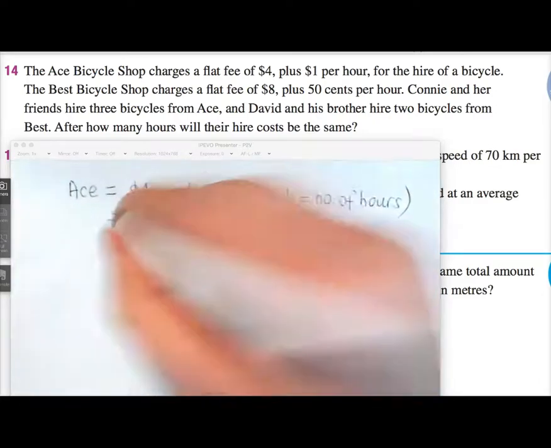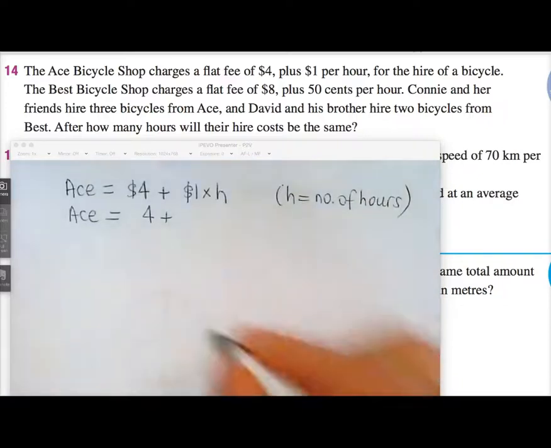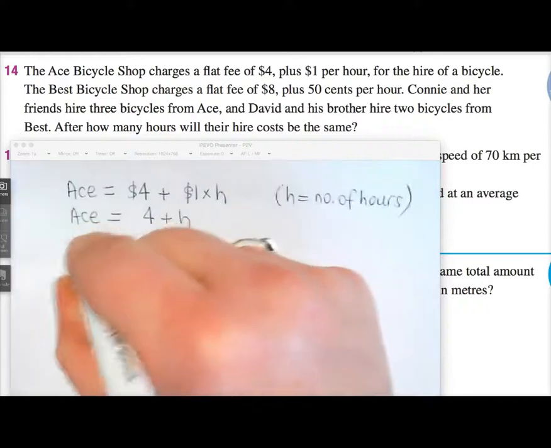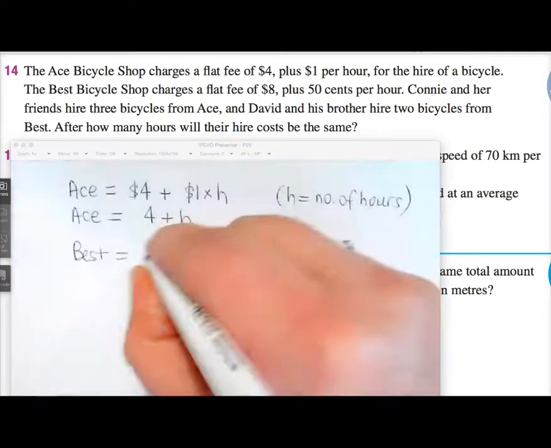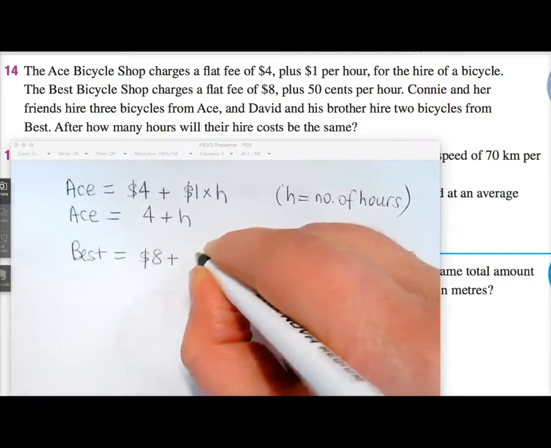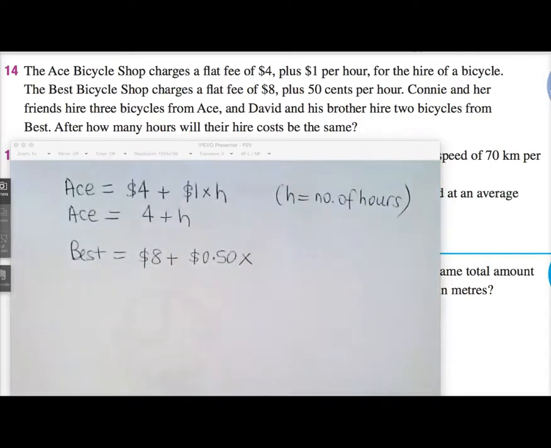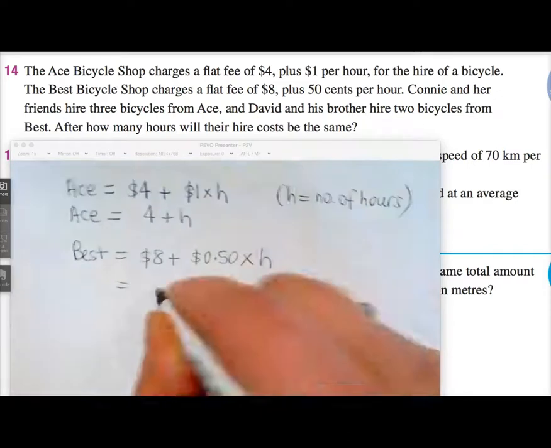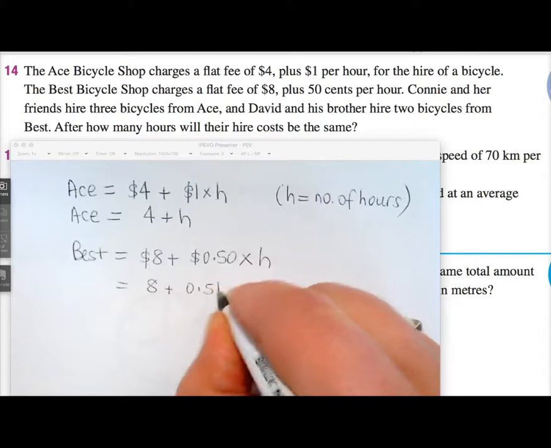Girls, instead of writing it with all the dollar signs, that's just 4 plus what? 1H is just H. So make it nice and simple. Now we want Best Bicycle Shop. Set up a similar thing. What do they charge? $8 plus 50 cents. I need it in dollar notation. 0.50 times H. Get rid of all the dollar signs. 8 plus 0.5H.